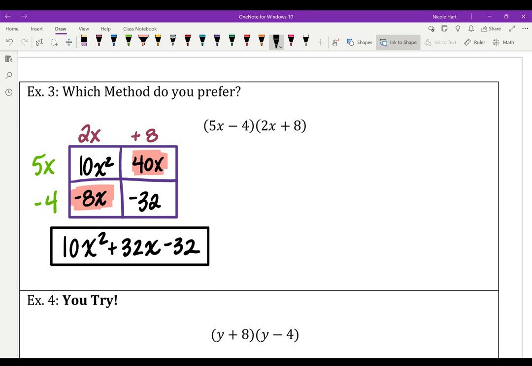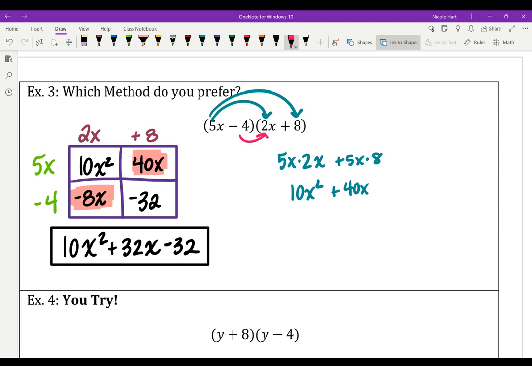You can use distributive property, FOIL, whatever you prefer. Also, so we've got 5x times 2x. And again, you might be able to jump from showing these baby steps to the final full step. 5 times 2 is 10x squared. If you do, that's great. 5x times 8. We know 5 times 8 is 40, so 40x.